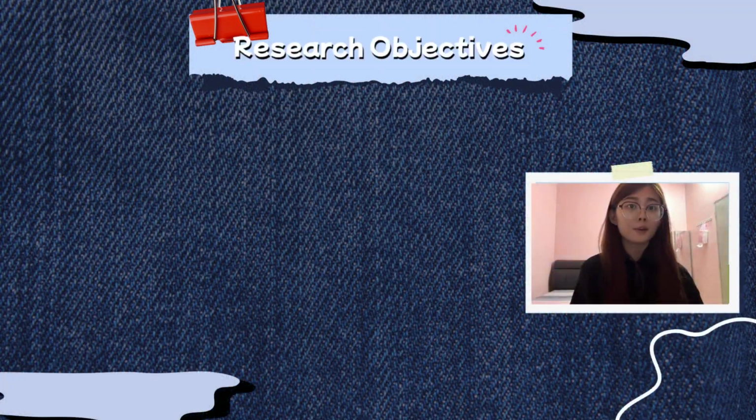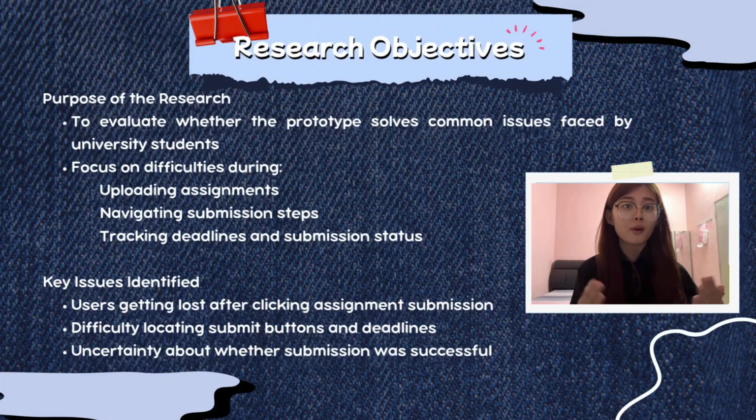Research objective. The purpose of this research was to evaluate whether our prototype could solve common issues faced by university students. Based on findings from assignment 2, we identified several key problems. These include difficulty when uploading assignments, confusion during the submission step, and problems tracking deadlines or submission status. Many users also reported getting lost after clicking into the assignment submission page, struggling to locate important buttons, and feeling uncertain about whether their submission was successful.